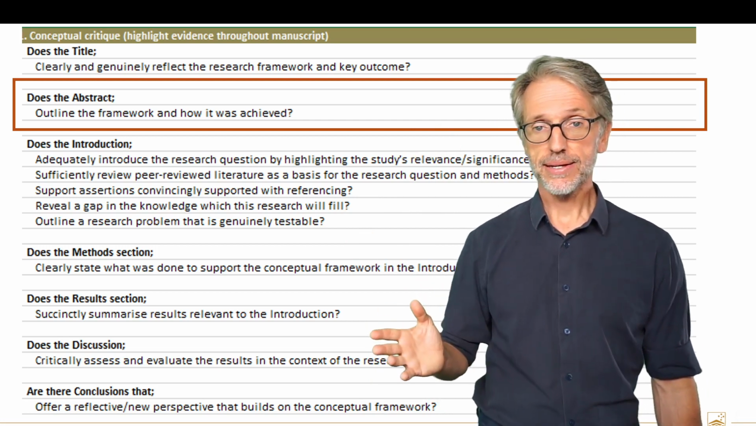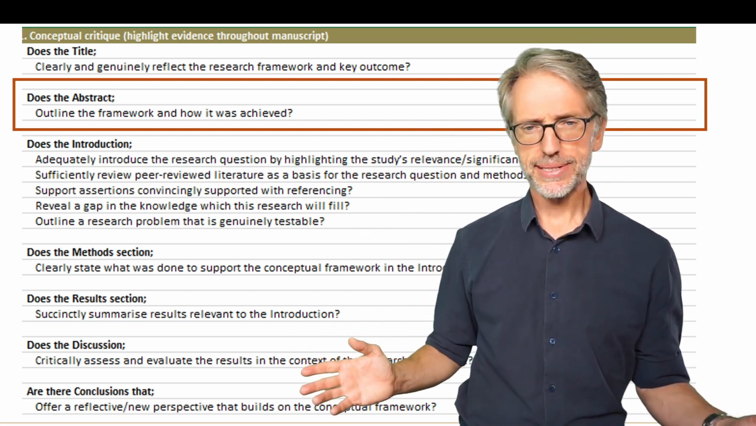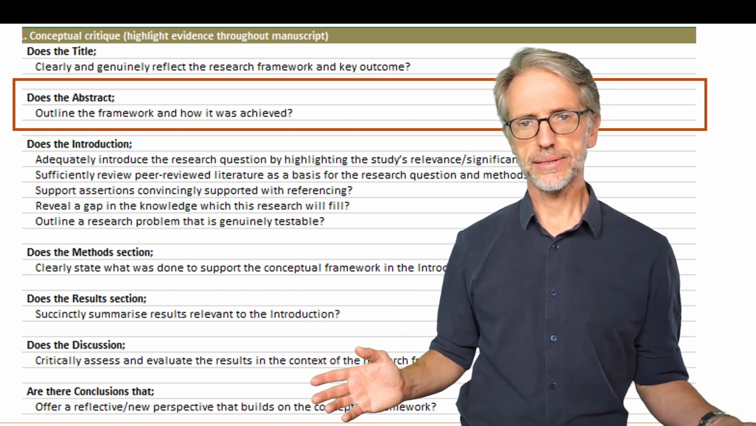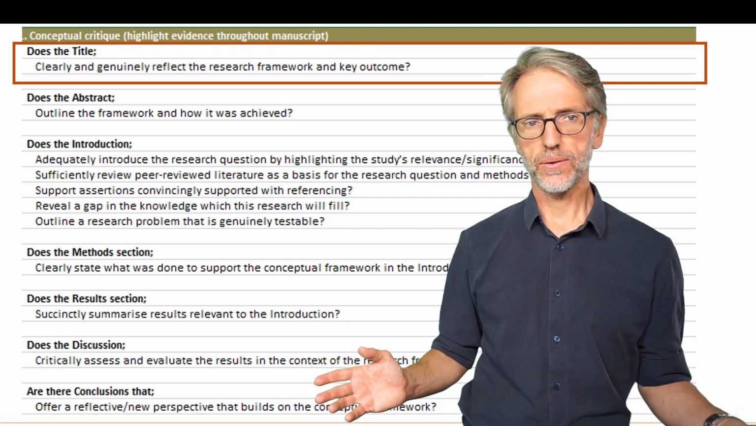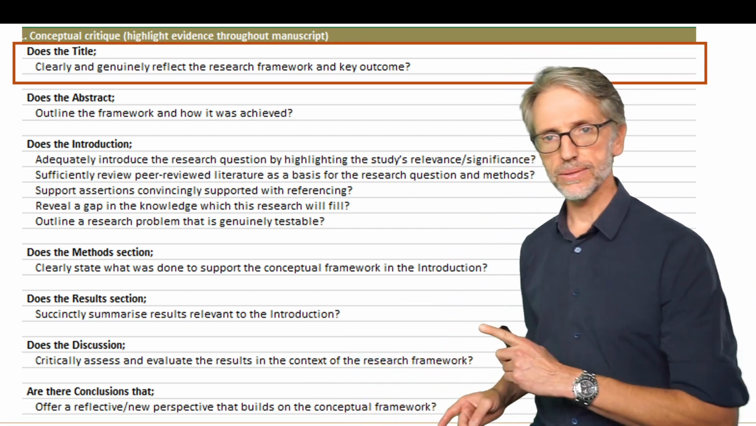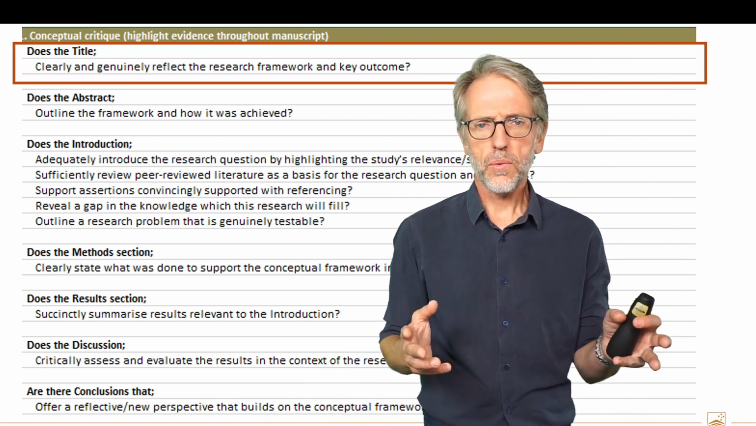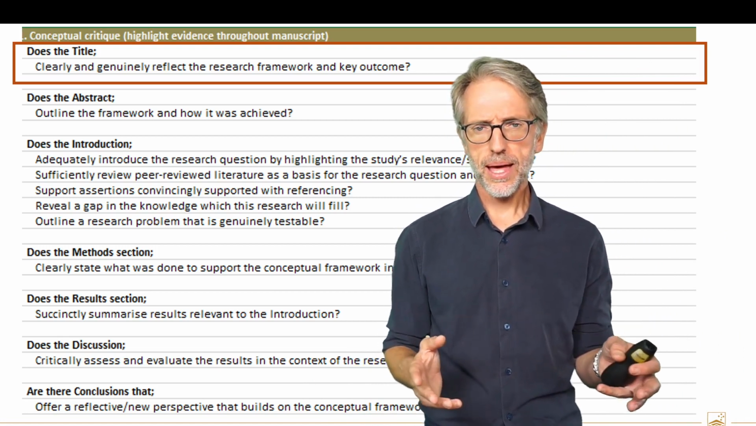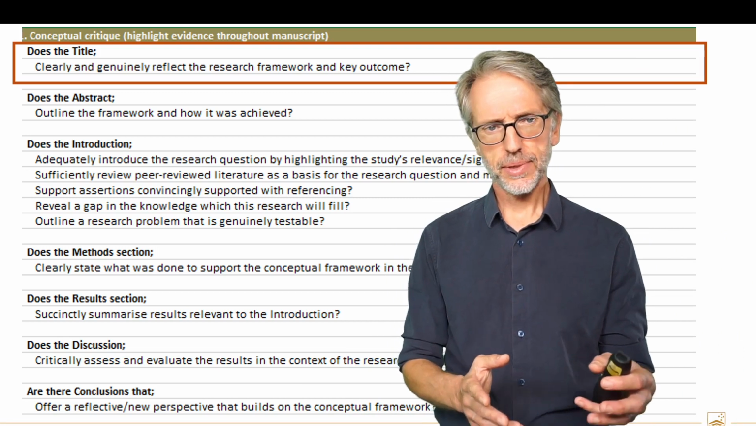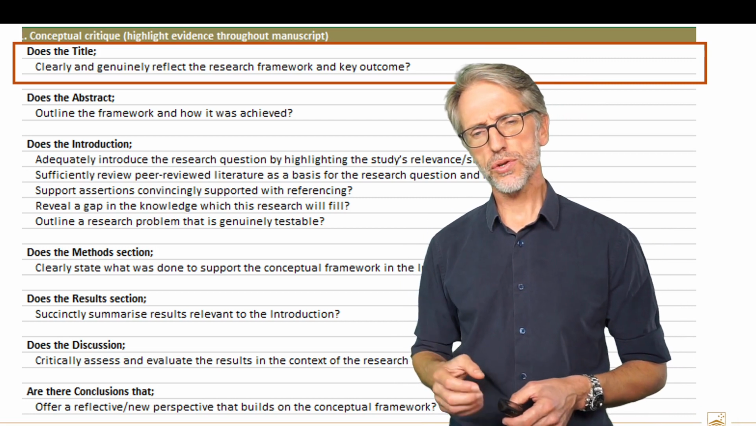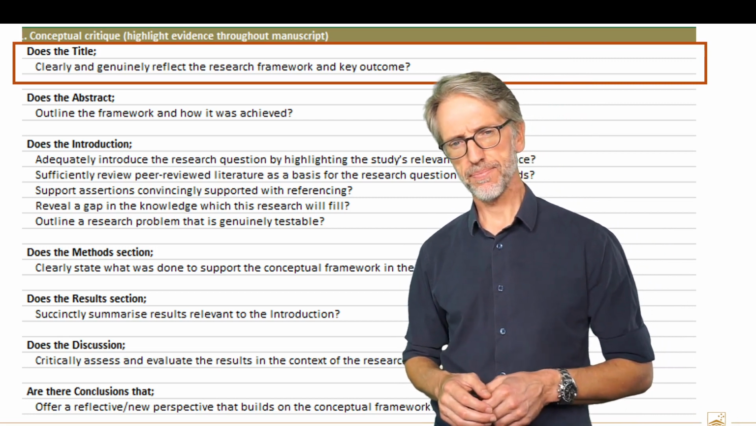And that's it. That's academic papers done. Isn't it? Oh, hang on. Yeah, titles. They have a title. What should a title be? How does a title clearly and genuinely reflect the research framework and a key outcome?